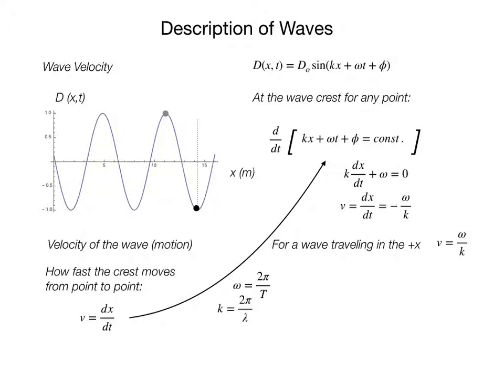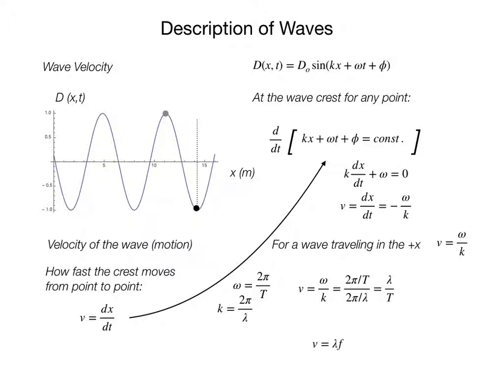If we remember that omega and k were related to the period and the wavelength of the wave, then we can replace omega and k with the period and the wavelength, and we arrive at the formula for the velocity that is equal to the wavelength over the period. This is a very interesting formula because it tells us that the wave travels exactly a distance equal to its wavelength in a time that is exactly equal to the period, or the time for each of those particles to complete their cycle.